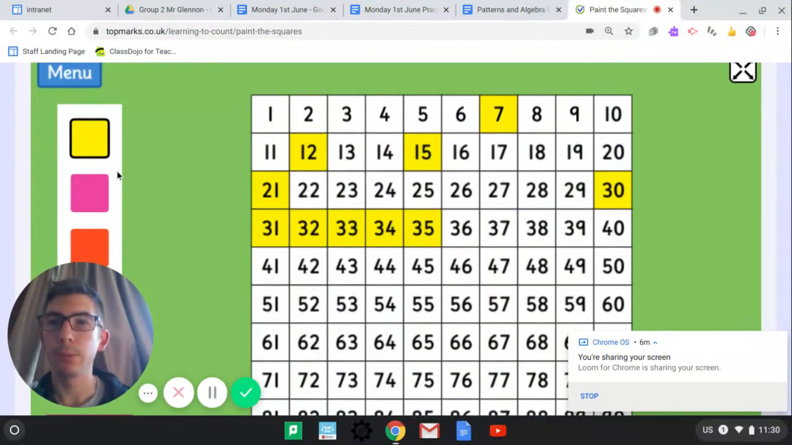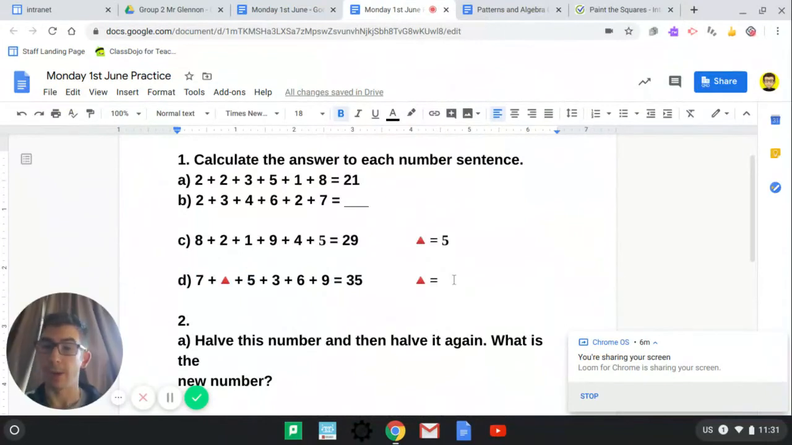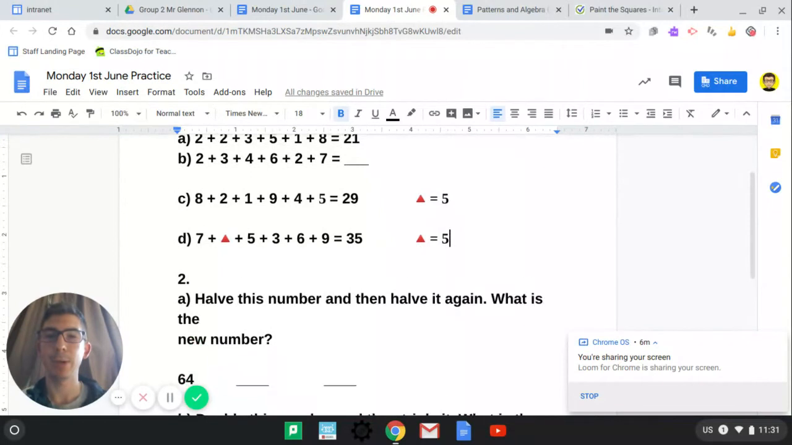Alright, so that triangle, the value of the triangle is, oh, it's 5 again! Would you look at that? Huh? Surprise, surprise.